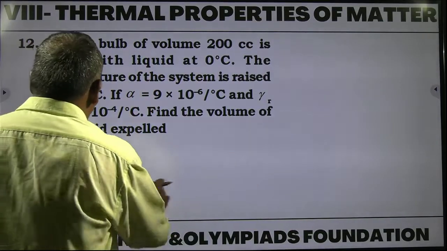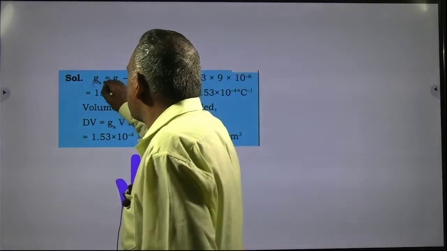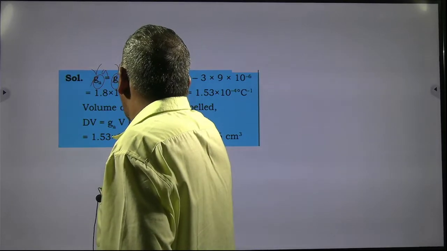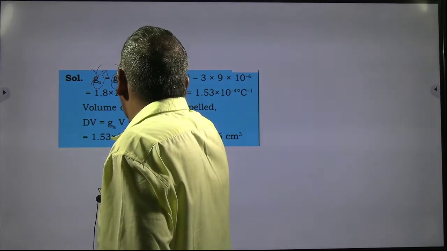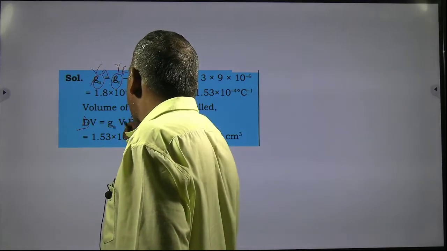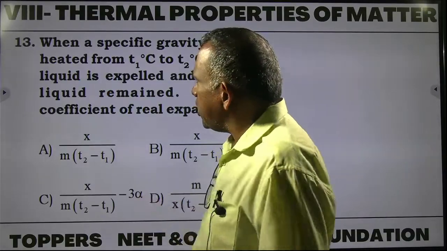Coming to the next question, this is a simple explanation. There are some small mistakes here. Here gamma A should be there, here gamma R, and this is okay. So 3 alpha. Here delta should be there. Anyway, I explained it in the previous slide. So that is the next question.